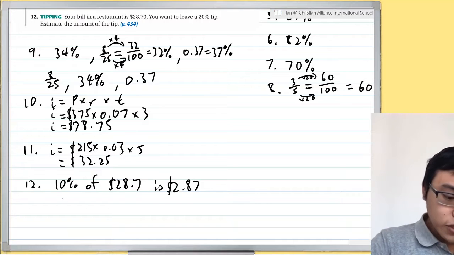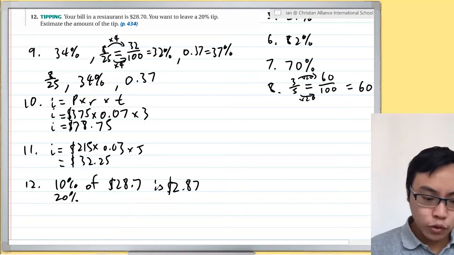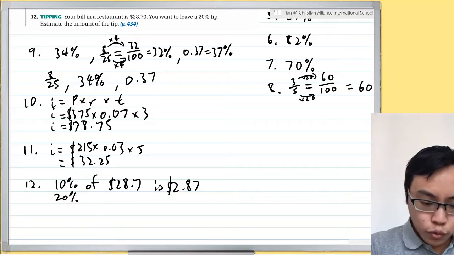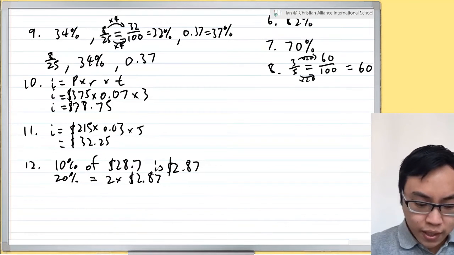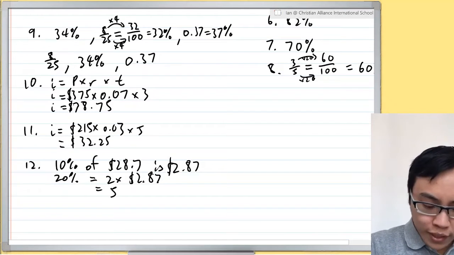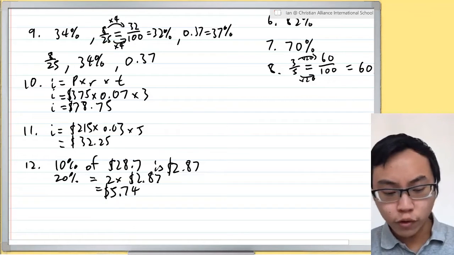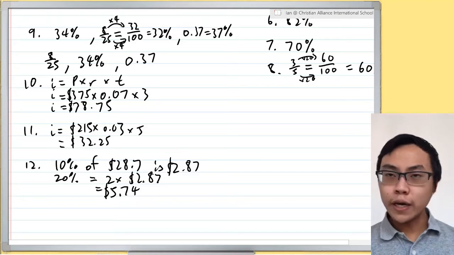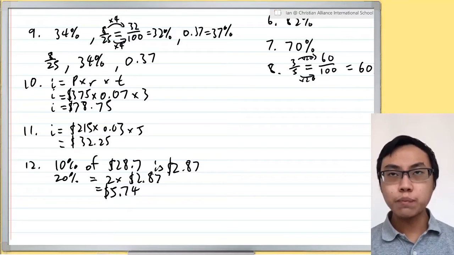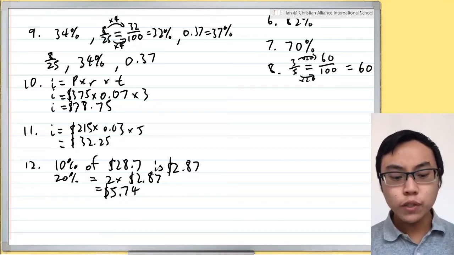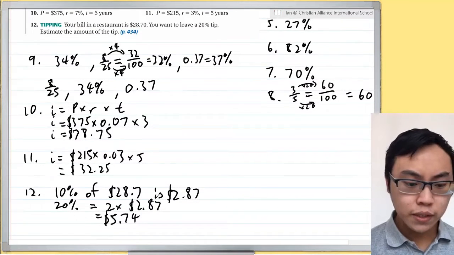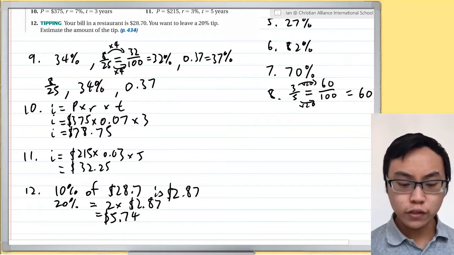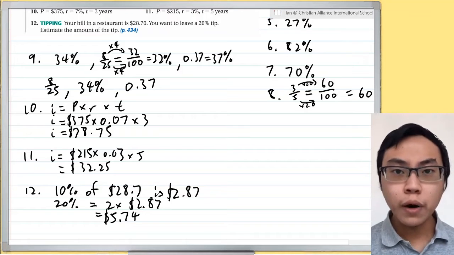$2.87, and so that means for 20%, all I have to do is double that. 20% is equal to 2 times $2.87, and so that will be $5.74. So 87 times 2 will be 160, plus 7 times 2, which is 14, which will be 74. So 5.74. That's the tip amount. So estimate the amount of the tip, that's $5.74.